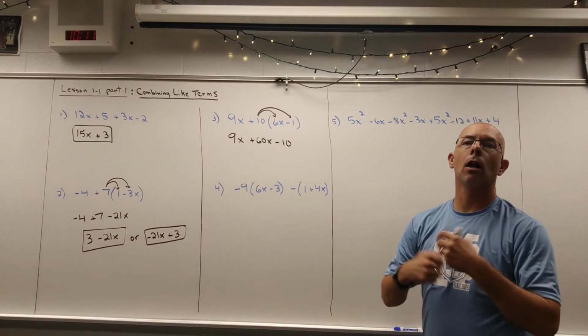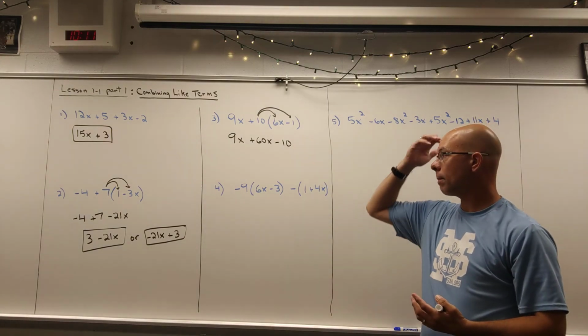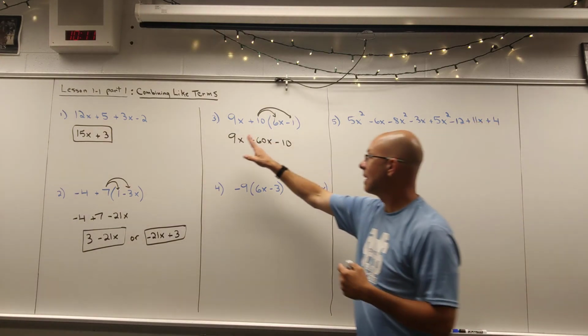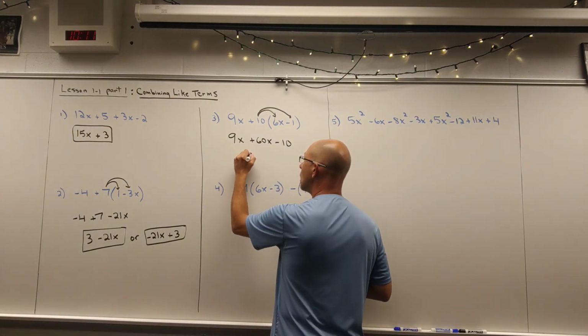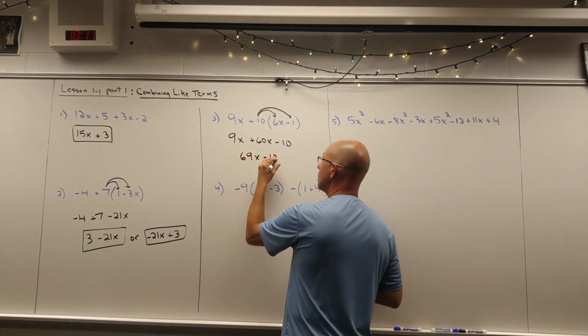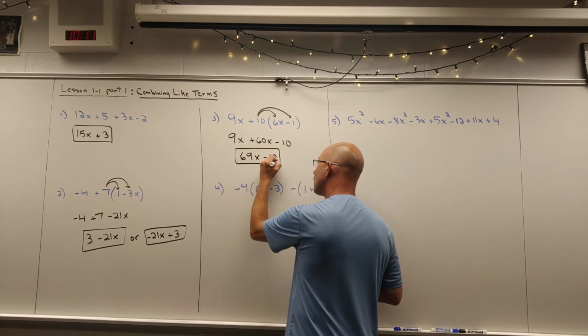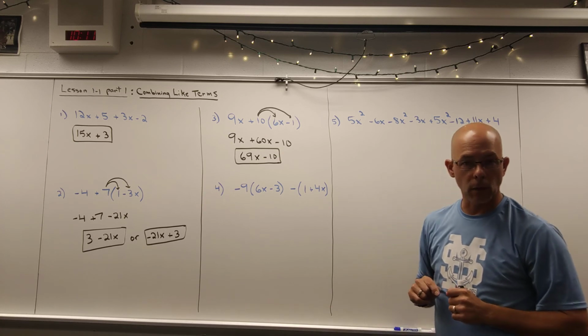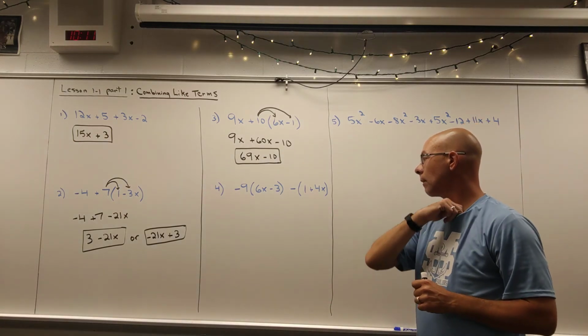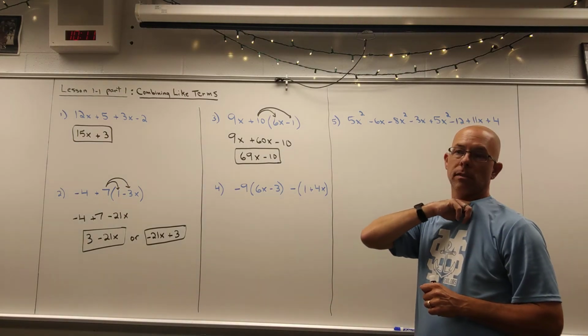The x's are like terms. Now see, I got rid of the distributive property, and now I combine starting with the x's. 9 plus 60 is 69x minus 10. Done. Those are not like terms. I cannot subtract those.